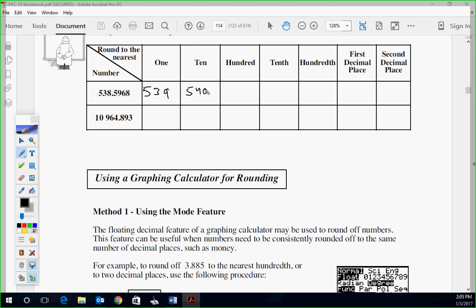3 to 8, round up to 4. Hundreds would be 500. Tenth, 538.6. Hundredth, 538.60. It's that same thing. The 6 rounds that up to a 0, which rounds that up to a 6. First decimal place is the same as the tenth. Second decimal place is the same as the hundredth.